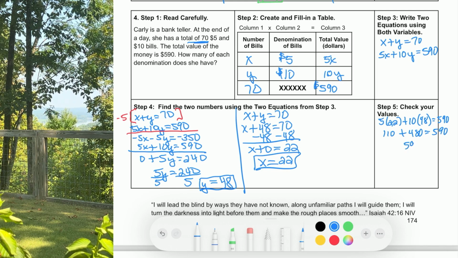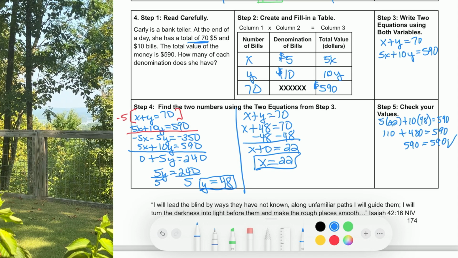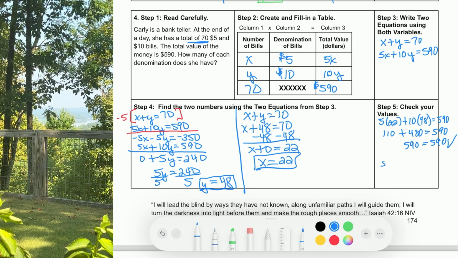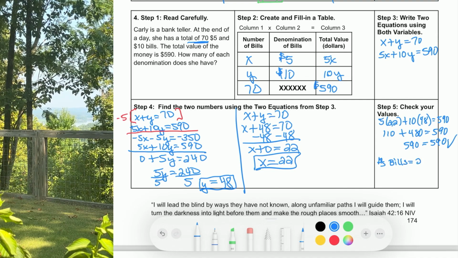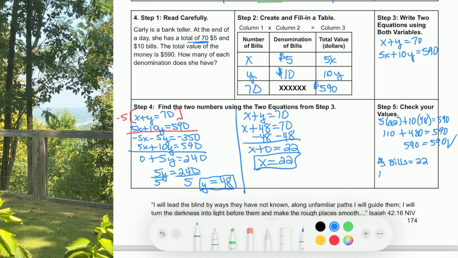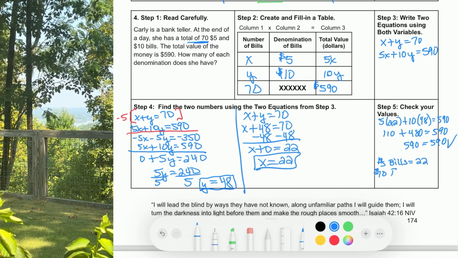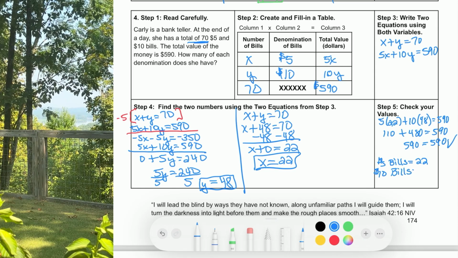Those 2 numbers together give us 590. So we do, in fact, have the correct values. And we would write our answer as the $5 bills equals 22. So she had 22 of those. And the $10 bills, she had 48.